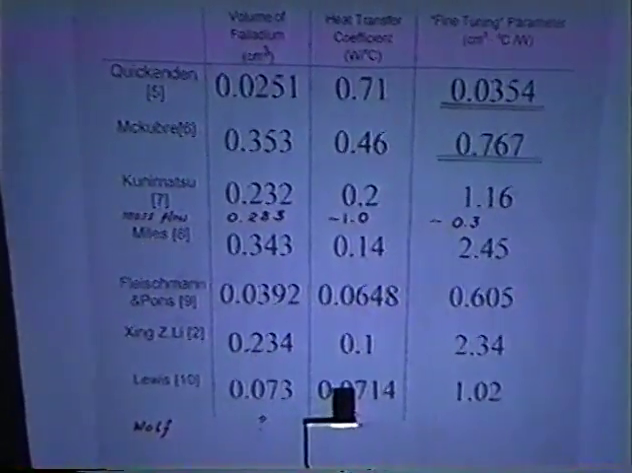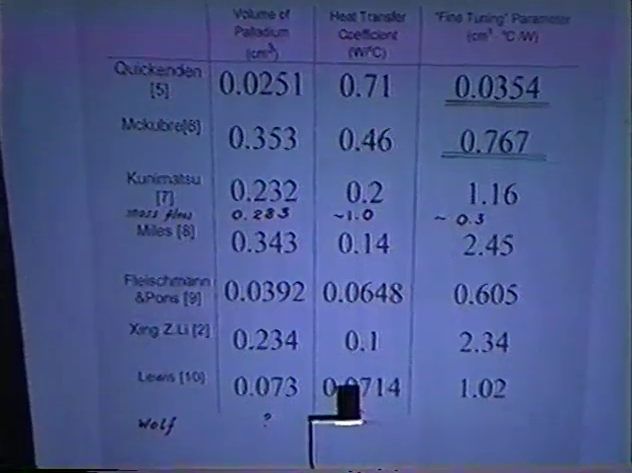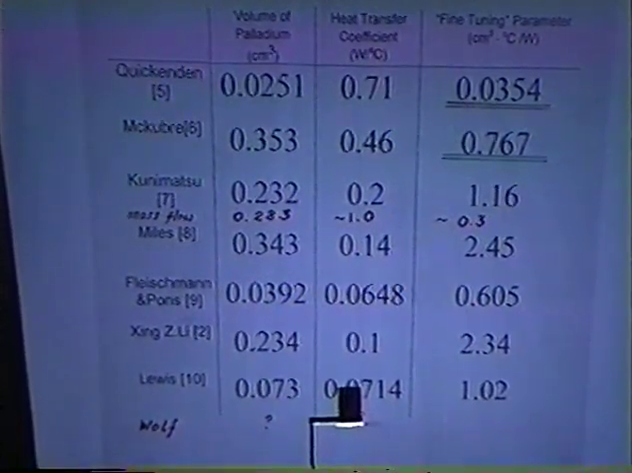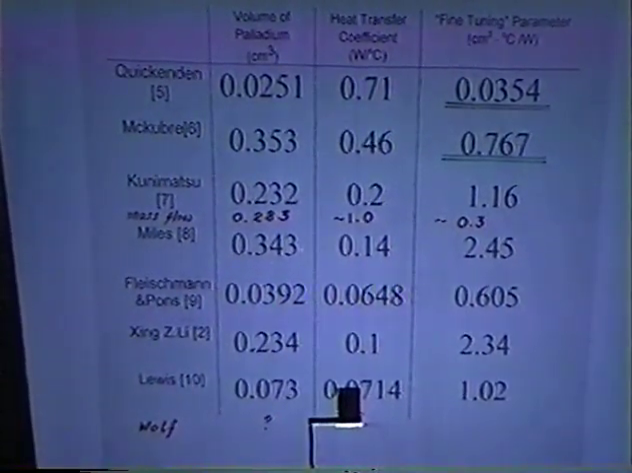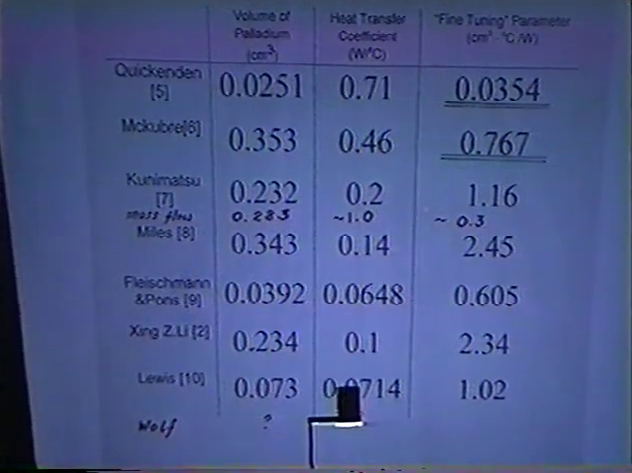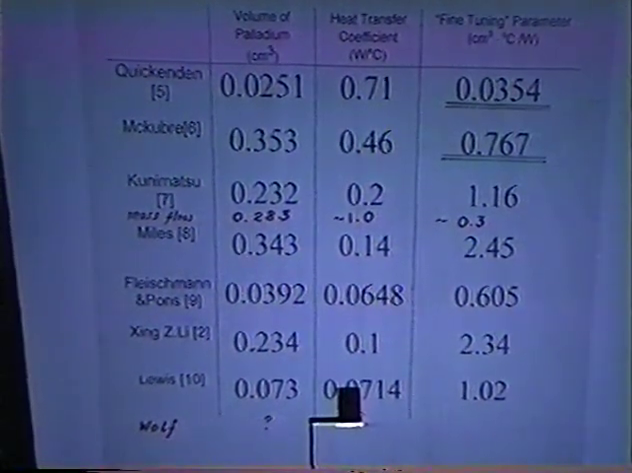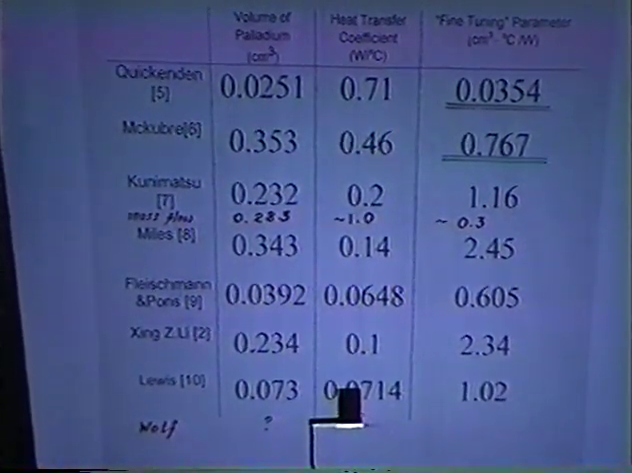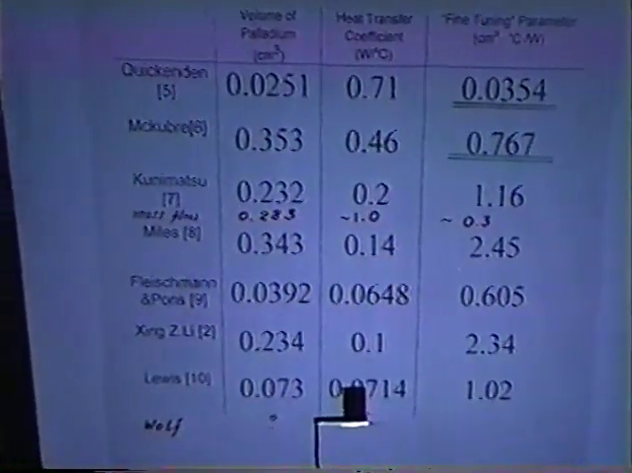And let's look at Dr. Miles' experiment. He got a very high reproduction coefficient. This is the volume. He is using a 6 millimeter diameter palladium rod. And his coefficient is low with good insulation. So his number is the highest now available to me.